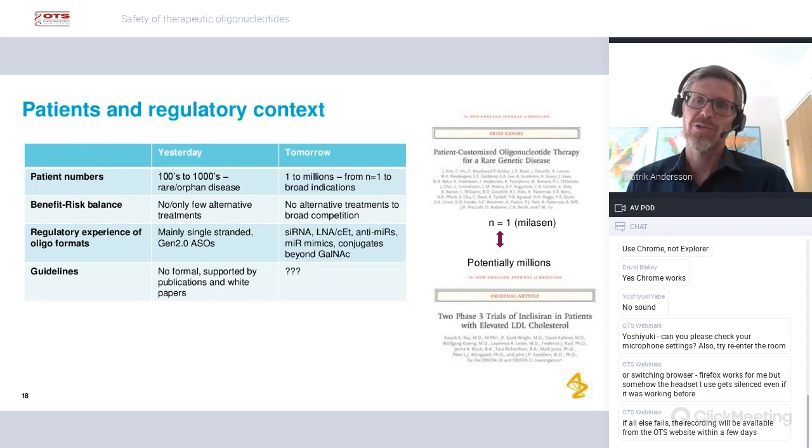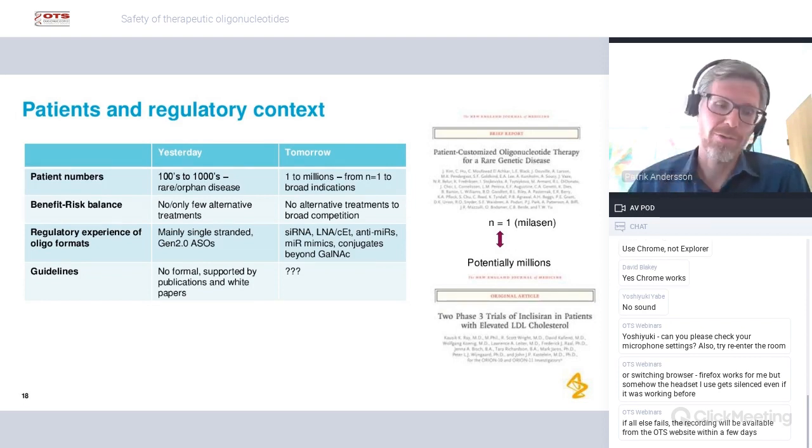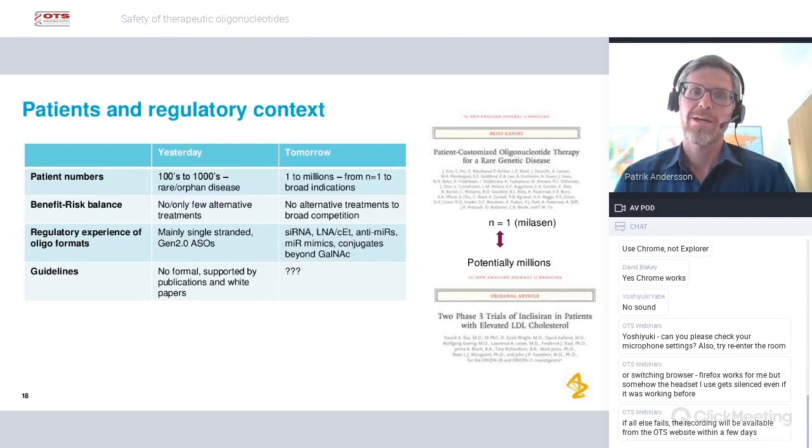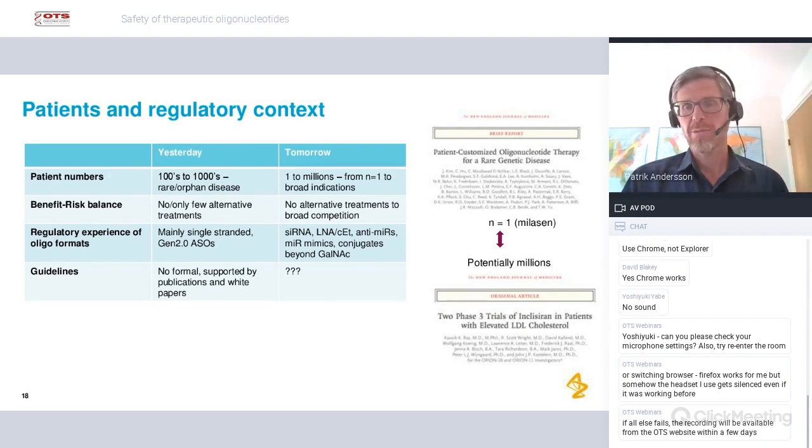You have probably heard the story of Milasen, this rare genetic disease where one patient, a girl, had a kind of CNS deterioration, and within a very, very short time frame, the lesion was identified. It's a genetic lesion that could be corrected then by an oligo, but that was a unique mutation for her. So this ASO that was developed for her is only going to be for her. So it's super highly personalized medicine. That's on one end of the scale, and it was demonstrated that could be done.